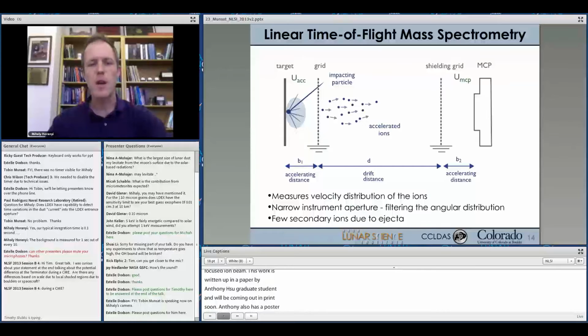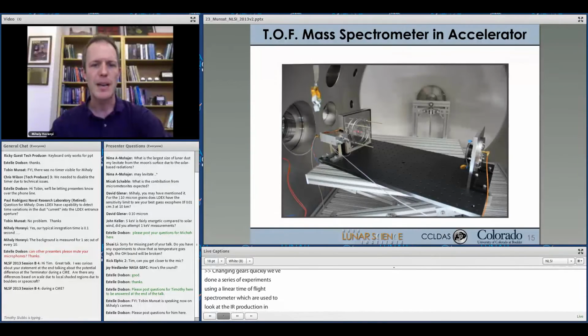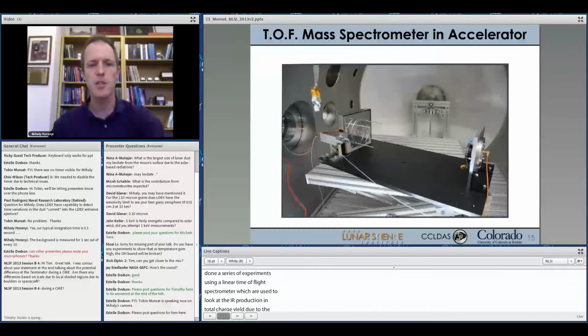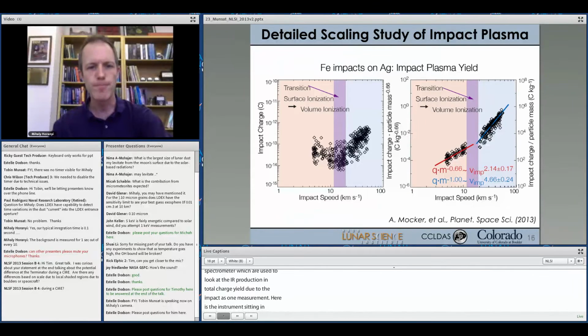Now, changing gears again very quickly, we've done a series of experiments using a linear time-of-flight spectrometer, which we use to look at the ion production or the total charge yield due to the impacts as one measurement. So here's the instrument just sitting in the target chamber. We can move that around to look at different impact angles.